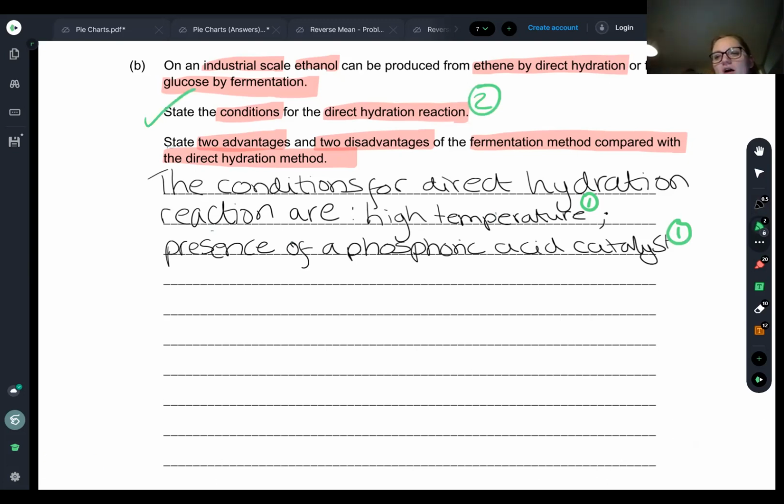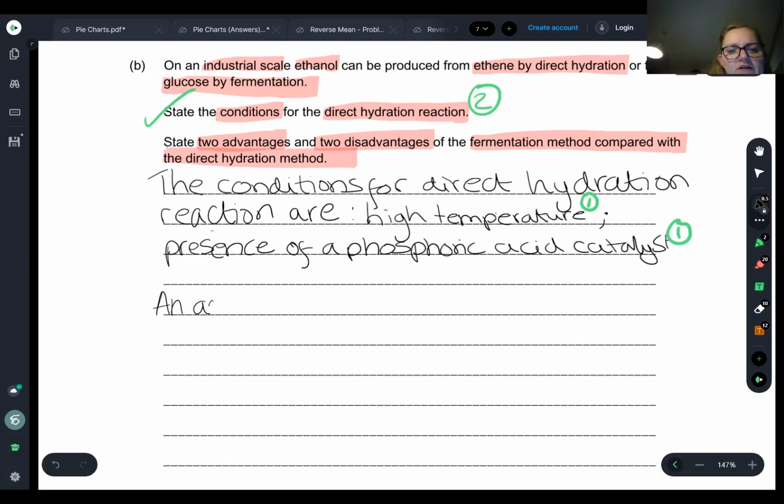Okay, so now 6 marks. You can probably see where the next 2 marks are going to come from. 2 from advantages, 2 from disadvantages of the fermentation method compared with the direct hydration method. It's not asking you to discuss them. It's just asking you to state 2 advantages and disadvantages. So you can literally say, this is an advantage, this is a disadvantage, and you don't need to justify it. You don't need to come to a conclusion. It's just stating them. So 2 advantages of fermentation compared with direct hydration method.